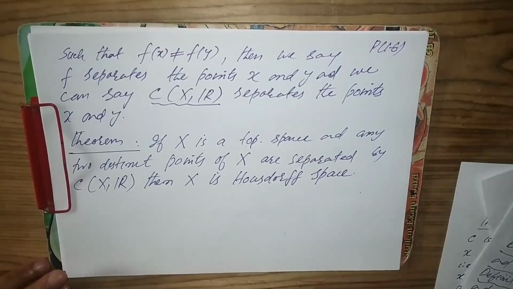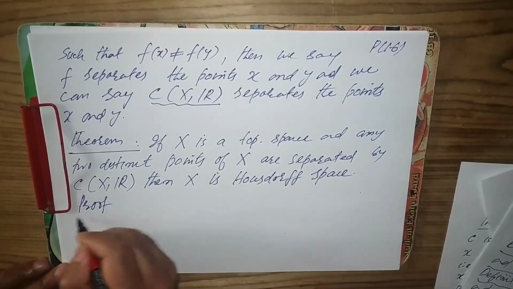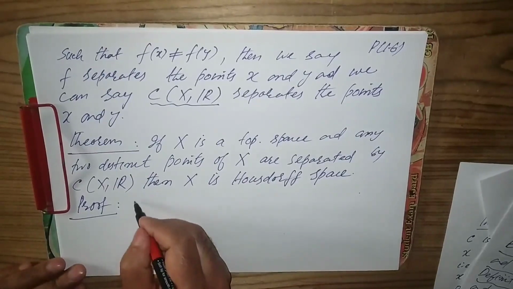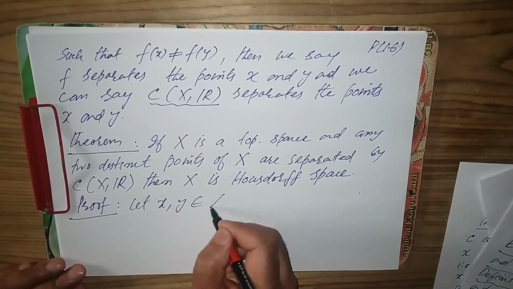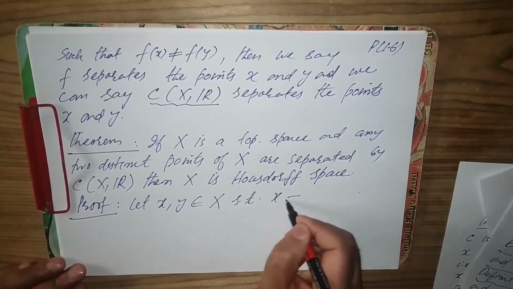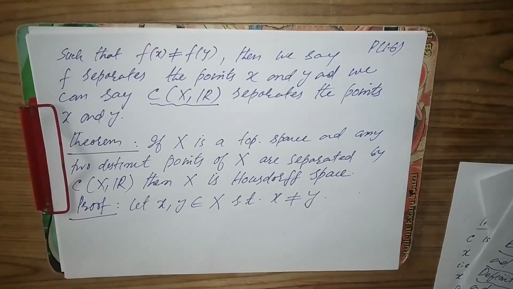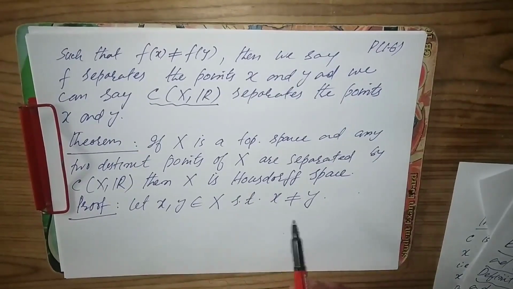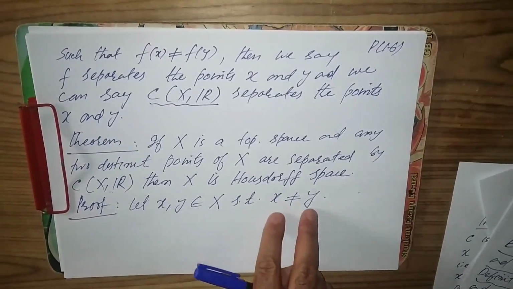The proof is very simple. So let's prove this. For a Hausdorff space, we need to show that any two distinct points of X can be separated by disjoint open sets. So let's choose any two points x, y belonging to X such that x is not equal to y. Now, since C(X,R) separates the distinct points of X, it will separate these two points also, because they are distinct points of X.